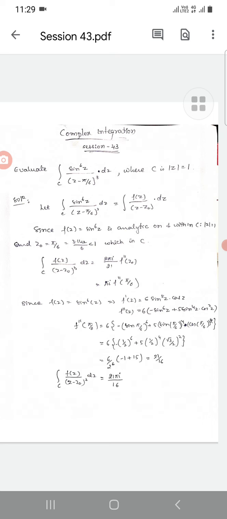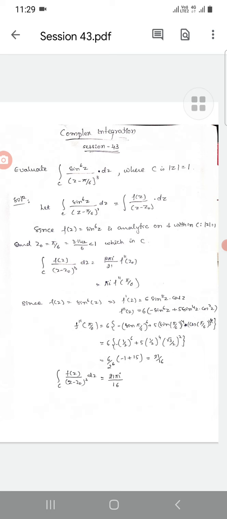So for that, the integral over C of f(z) divided by (z minus z naught) to the power of 3 dz is equal to 2 pi i divided by 2 factorial times f double dash of z naught. Here 2 factorial is 2 and it cancels, so the value is pi i times f double dash of pi by 6.